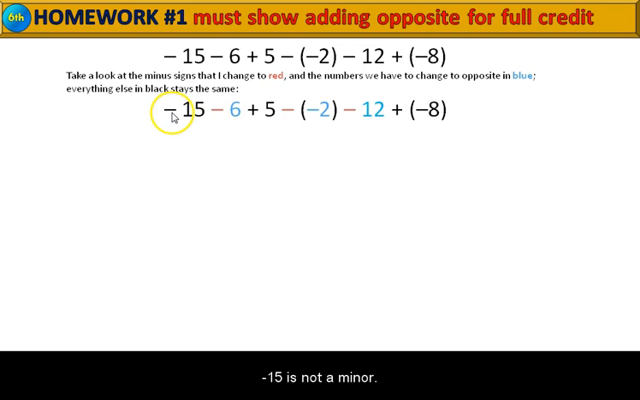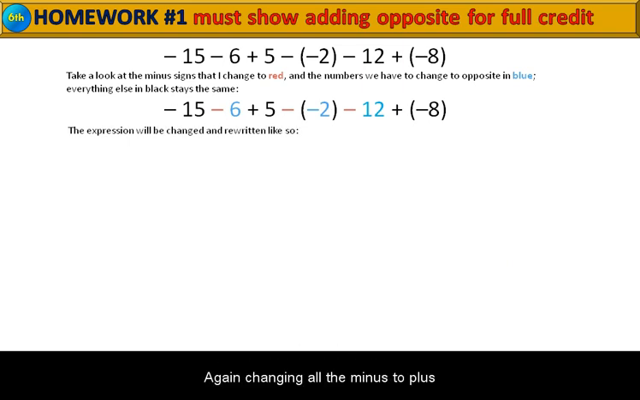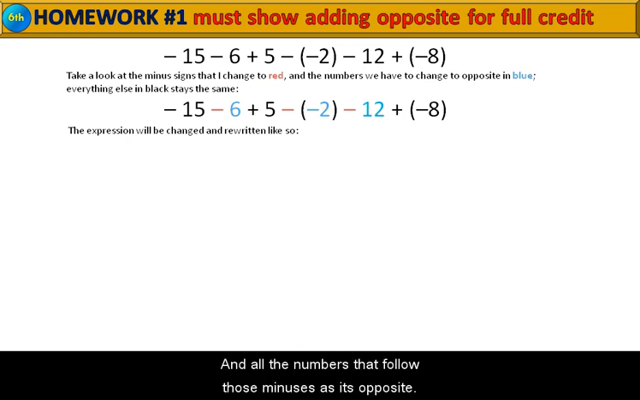This negative 15 is not a minus. This negative 8 stays the same because I am adding it. Let's continue. The expression will change and be written like so. Again, changing all the minus to plus and all the numbers that follow those minuses as its opposite.